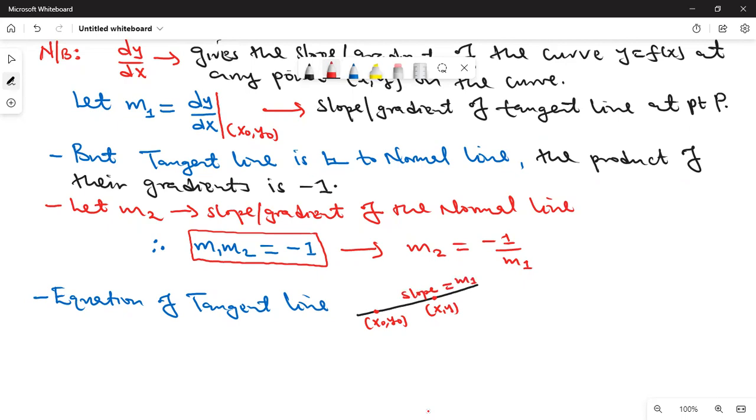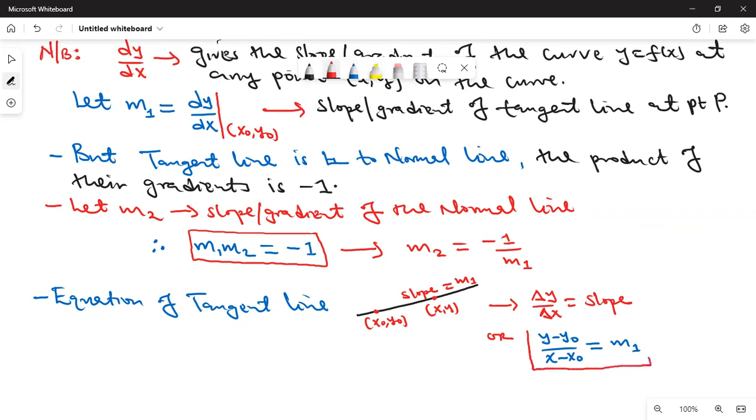For you to find the equation, you need to know the slope of the line, a particular point on that line, and a general point on the line. So therefore, the equation is change in y over change in x is equal to the slope. If I substitute, change in y will be y minus y naught. Change in x is x minus x naught. And our slope is equal to m1. So this is the equation of the tangent line.